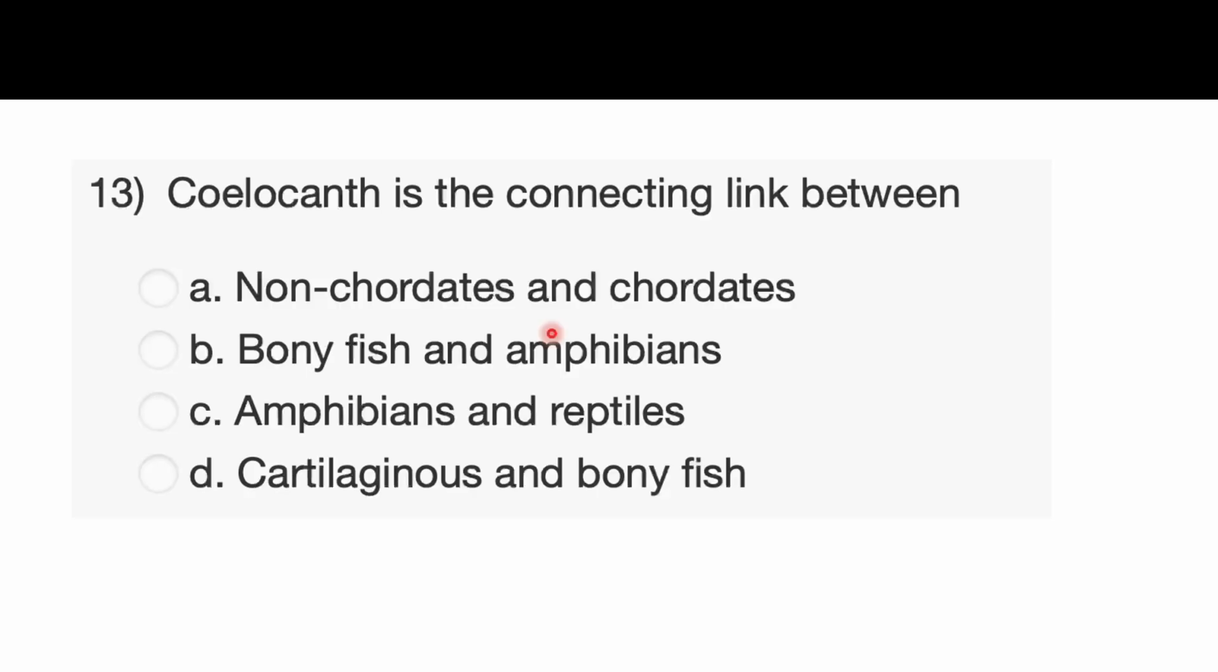Not phylum, I would say. Order of organisms. Are they non-chordates or chordates, bony fish or amphibians, amphibians and reptiles, cartilaginous and bony fish? I'm waiting for a minute to collect all the possible answers. I see there are people who keep joining and leaving this call.